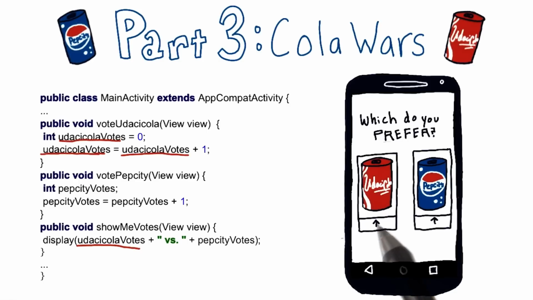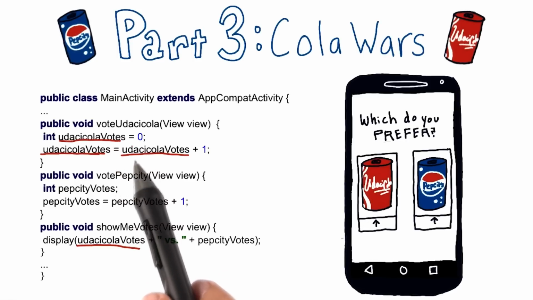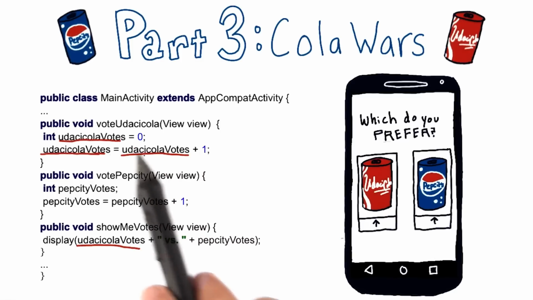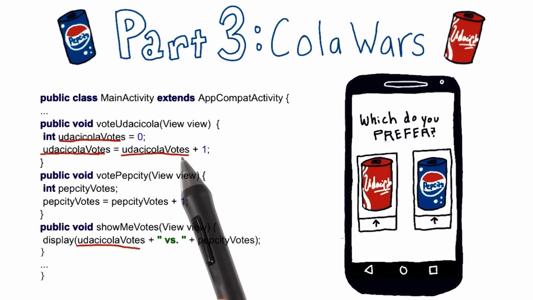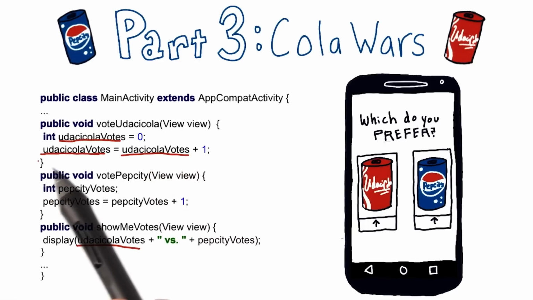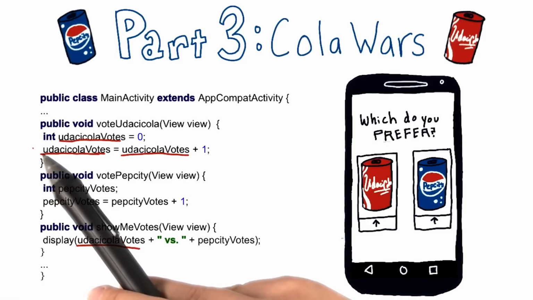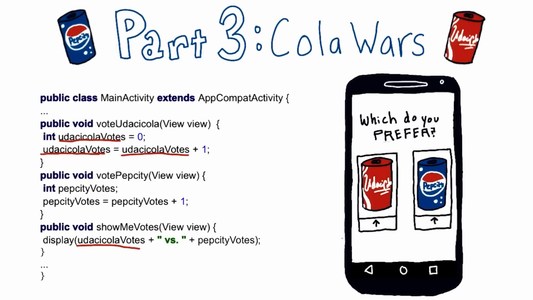Here's our phone, and we've been talking about Udasicola, so let's only focus on when we click the Udasicola button. When we click this button, this method starts. It sets Udasicola votes to 0, and then it adds 1 to Udasicola votes, which is 0. So Udasicola votes becomes 1. Now because Udasicola votes is a local variable, at the end of this method, it actually sort of dies or gets deleted. The fact that Udasicola votes is trashed and gone at the end of this method because it's a local variable causes a couple problems.